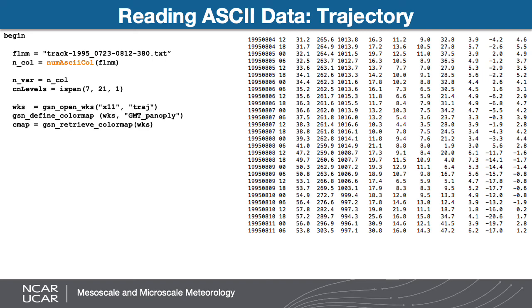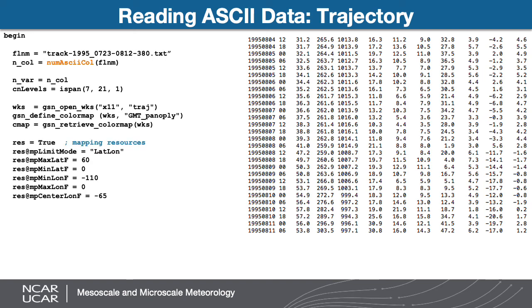So we're going to open our workstation. We're going to name it traj for trajectory. We're also going to define the color map that we want using gsn_define_colormap. We want to use GMT Panoply. NCL has probably 100 different color maps you can try. We're also going to retrieve that color map using gsn_retrieve_colormap from our workstation and call it CMap, because we want to use that a little later in the script.